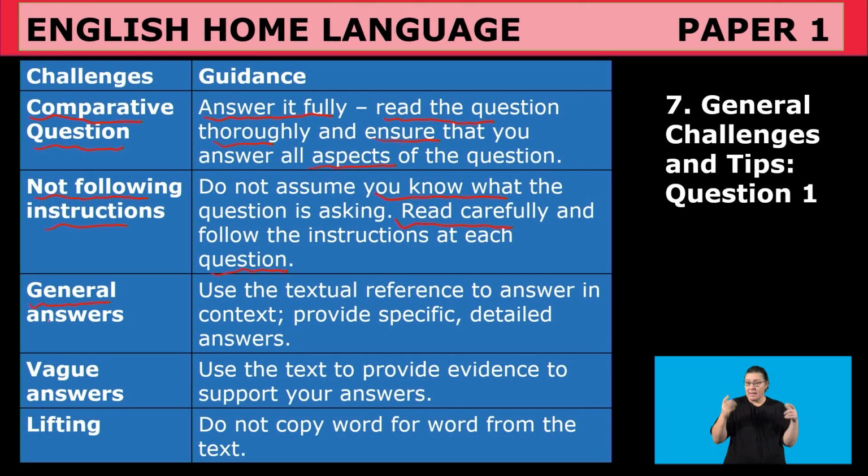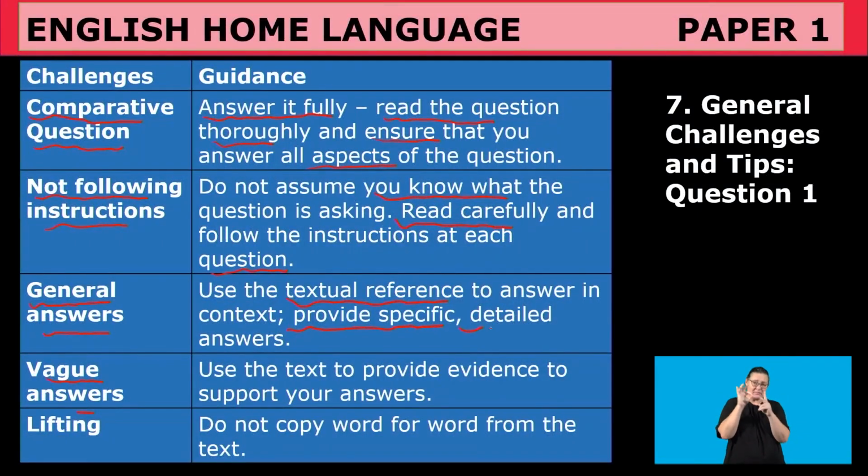Another big problem we find is general answers. Now, general answers, vague answers kind of go together. You must use the textual reference. When the examiner has included a line reference or a paragraph reference at a question, that means you have to go back to that line or paragraph because that is the starting point. That's where your answer should be grounded. Use that to structure your answer and always provide specific, detailed answers. Use the text to provide evidence to support your answer.